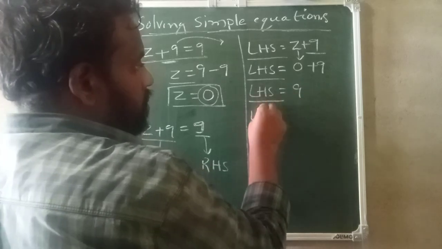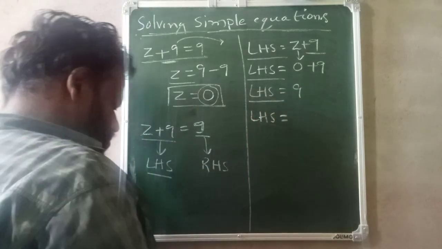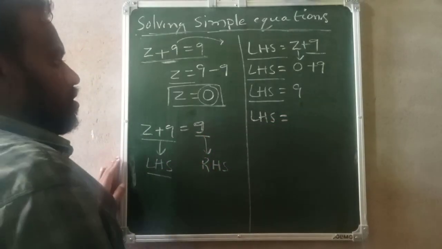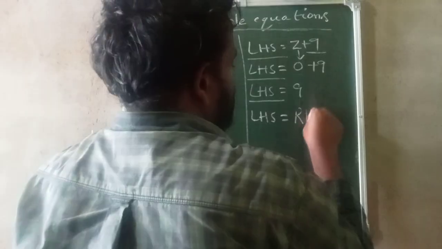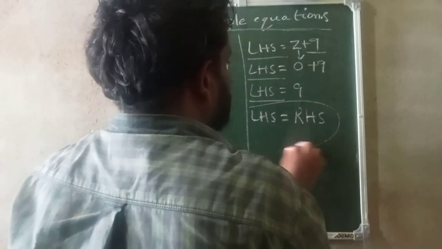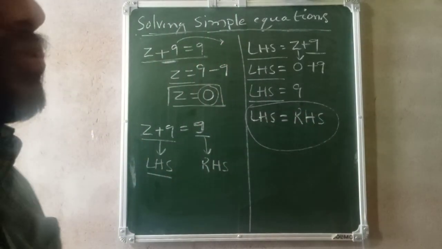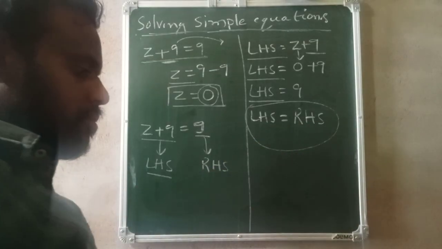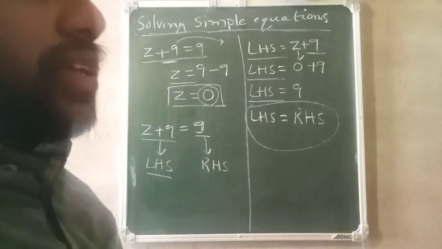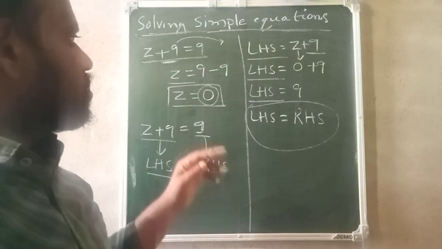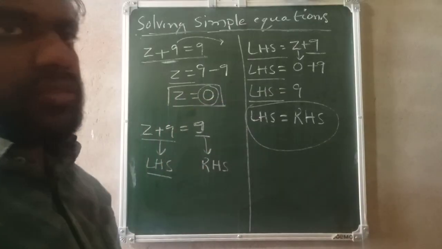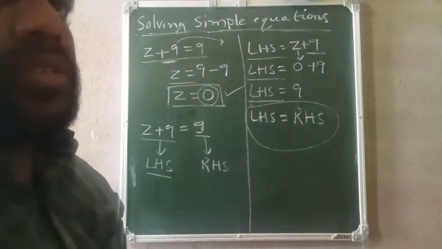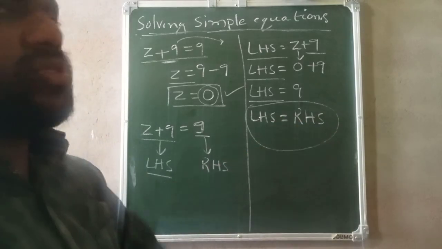In the next step, write this LHS is equal to. So 9. I said 9 is RHS. So in place of 9 I will write RHS. See, we got LHS is equal to RHS. So remember, when LHS is equal to RHS, that means this answer is correct. So the answer z is equal to 0 is correct answer, because LHS is equal to RHS.